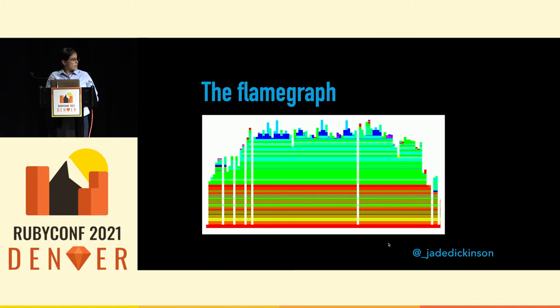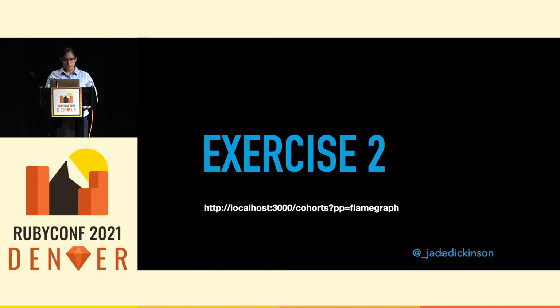So the height of the flame is how deep we are in the stack. And at the bottom, you're going to see stuff like Ruby or Puma, the very base stuff. The x-axis on this flame graph represents time. And you can also click on any part of the graph to see what line of code has been reached at that point, and all the code that it calls.